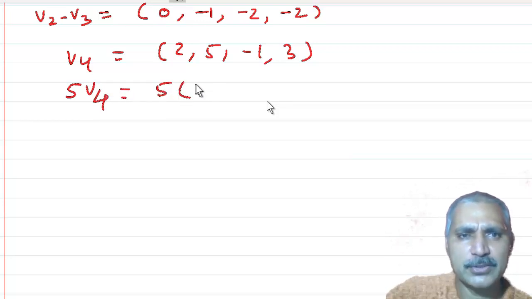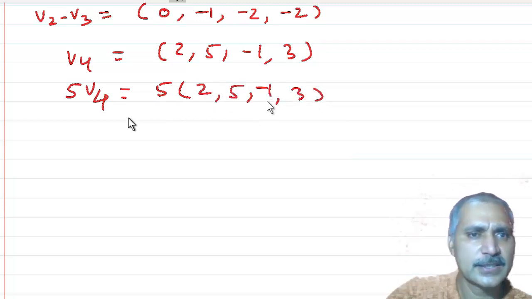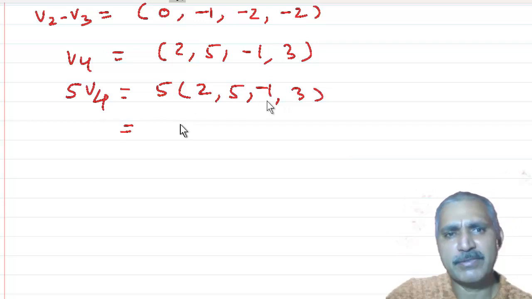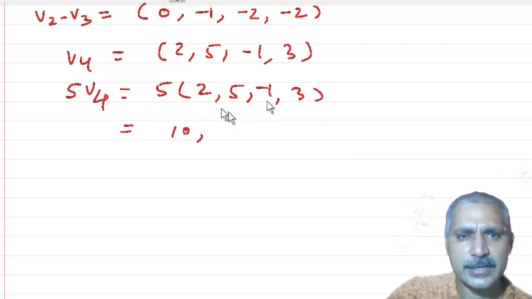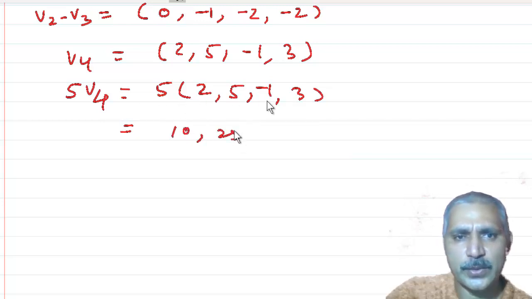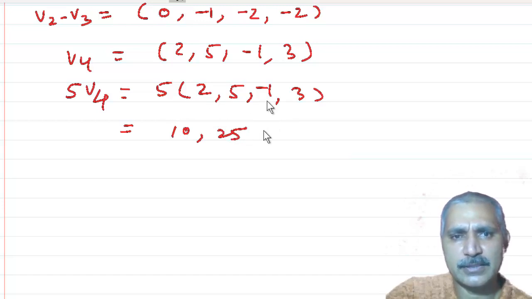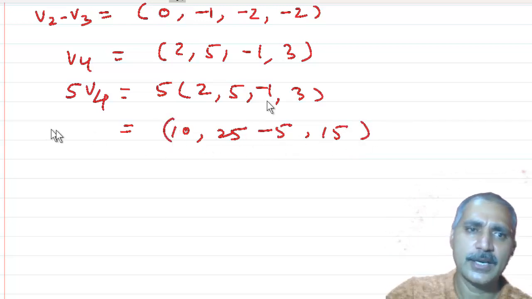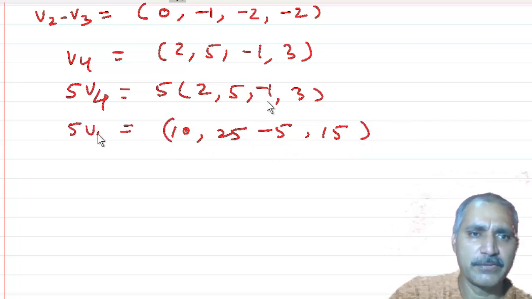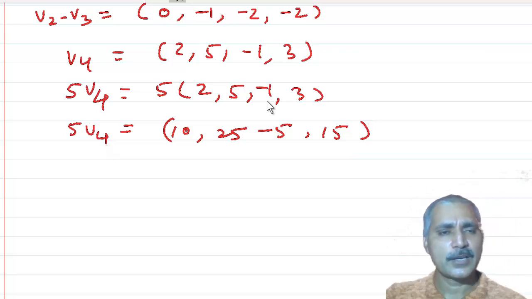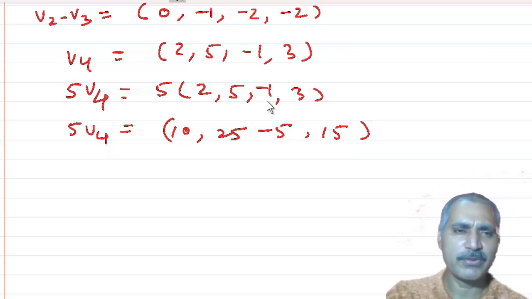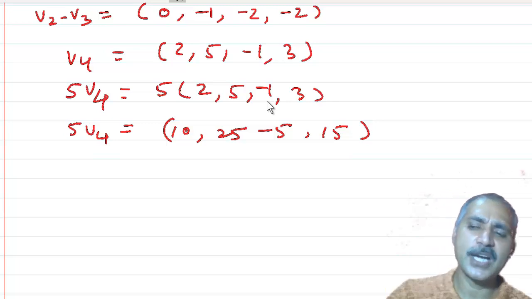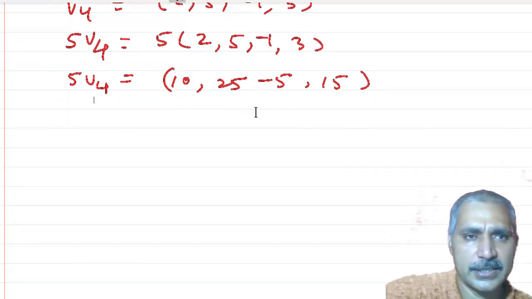That is going to be 5 into v4 elements, that is 2, 5, minus 1 and 3. So we will be multiplying 5 inside, so 5 2s are 10, then 5 5s are 25, then 5 1s are 5 with the minus sign, minus 5, 5 3s are 15. This is going to be the answer of 5v4. Now we understood the scalar multiplication. Now we will be having scalar multiplication and addition or subtraction at a time.